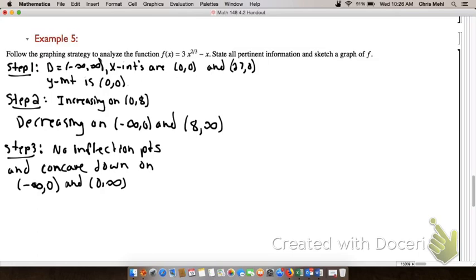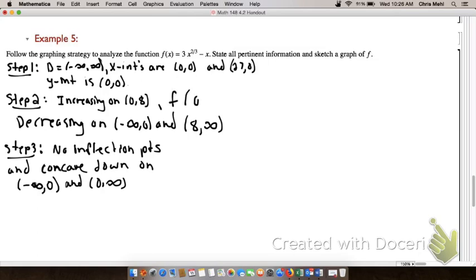Okay, now we're ready to sketch a graph. One thing I need to do is make sure that my x-axis extends in the positive direction until I at least have 27 units. Oh, I also forgot to write down another piece of information.